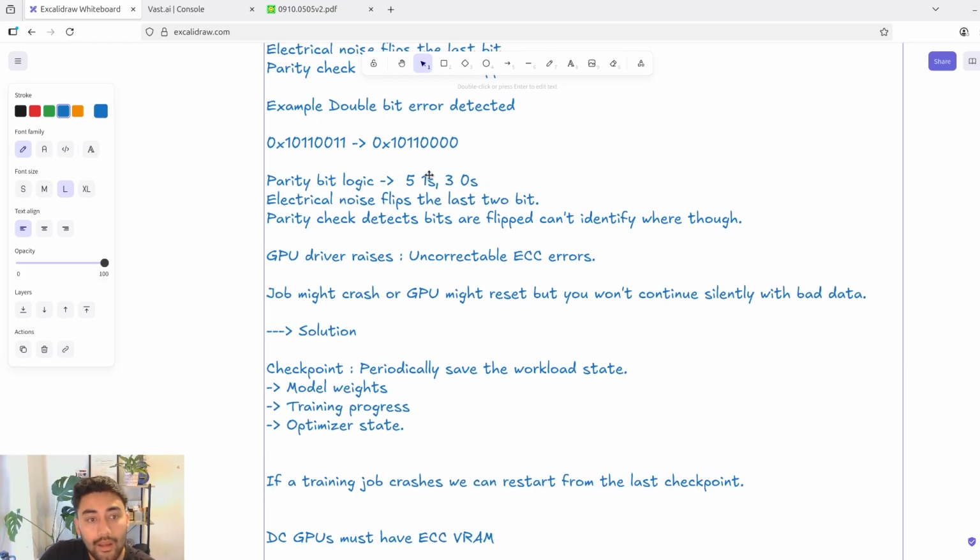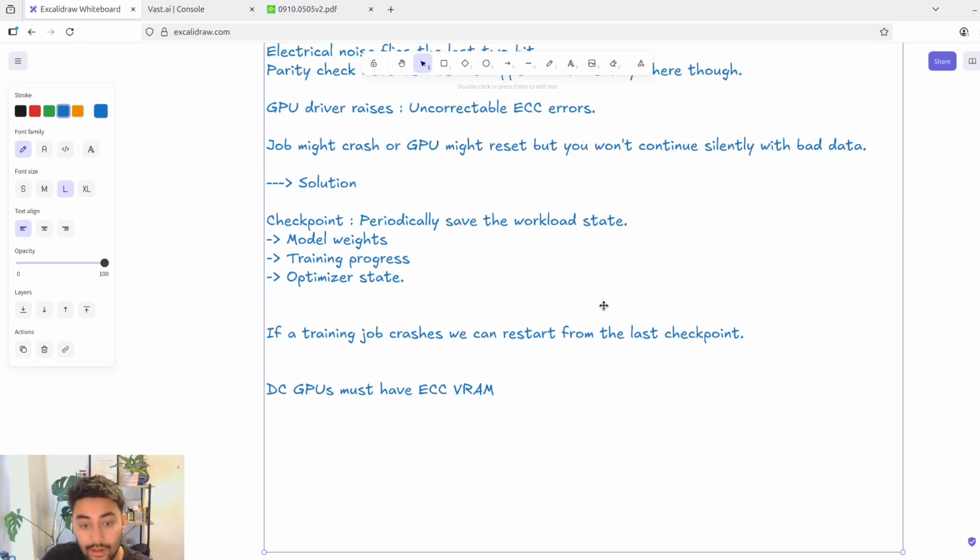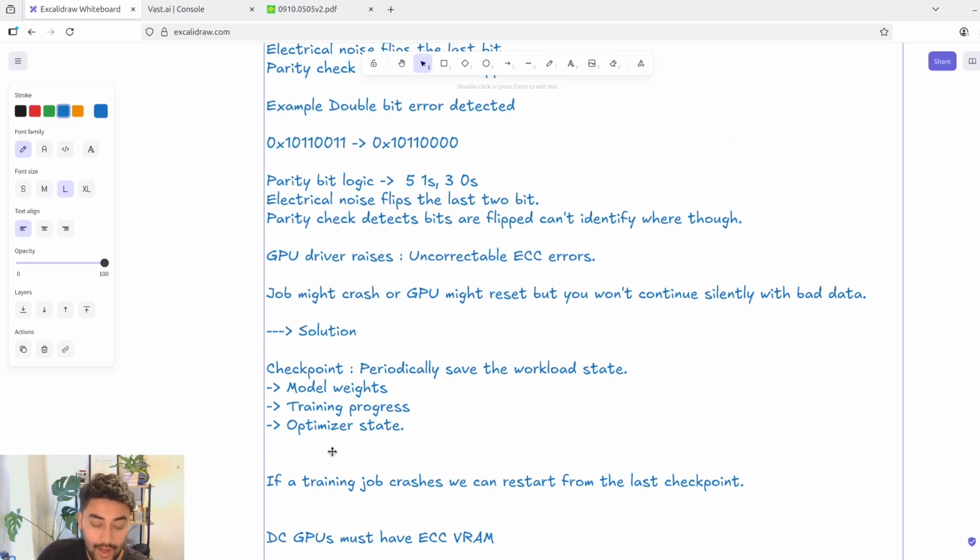So how can we get around this problem? There's one way to get around this problem, and the solution is checkpoints. So periodically save the workload state. A couple of states that you might want to save would be model weights, training programs, optimizer states. And if a training job crashes, then we can restart from the last checkpoint. And I think one thing to consider here is that data center grade GPUs must have ECC VRAM. So that is a very important point to notice.